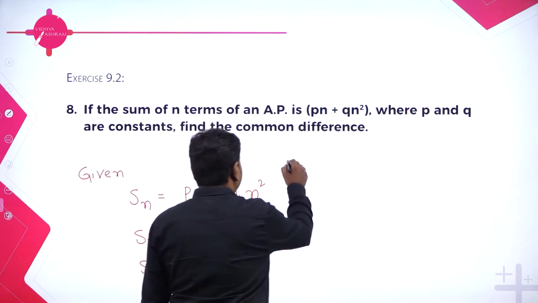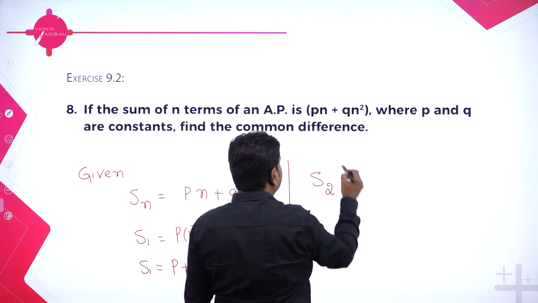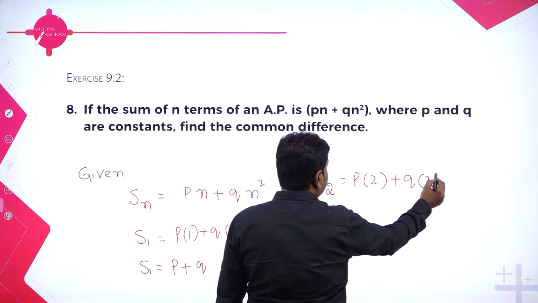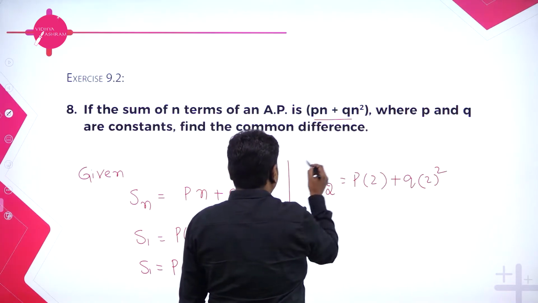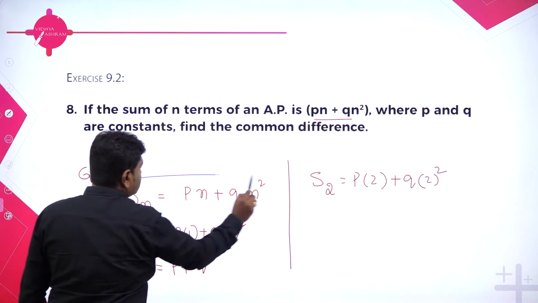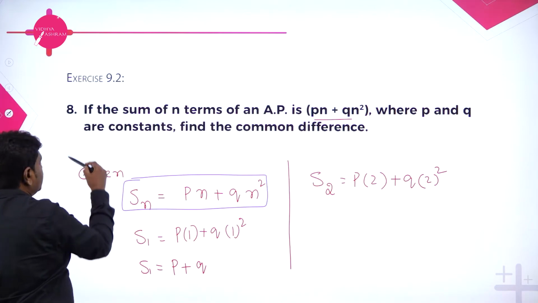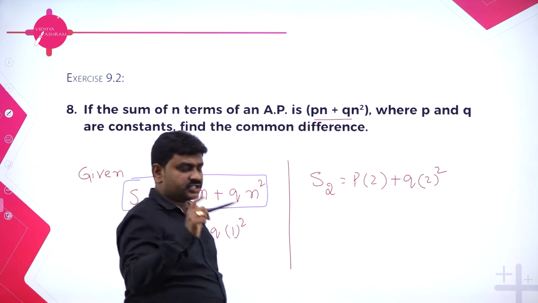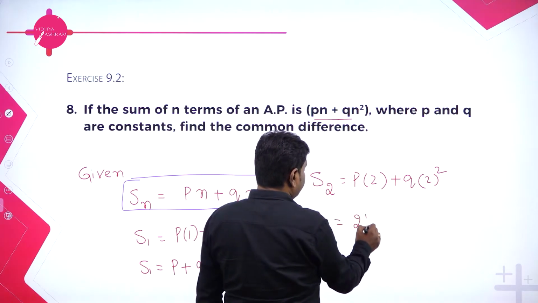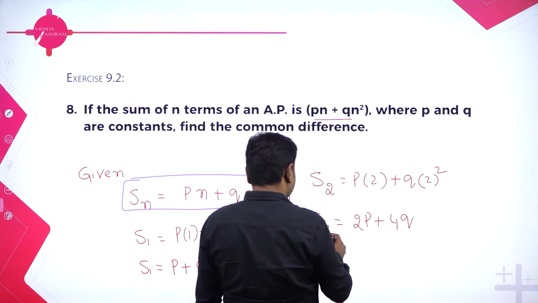Then you can also find the sum of two terms, S2. In the place of n put 2, P into 2 plus Q into n square, means 2 square. In the formula of Sn, what is the Sn we got? This is the Sn given: Sn is Pn plus Qn square. So once you put n as 1, you will get the sum of one term, or the first term. Sum of two terms, S2. What is S2? 2P plus 2 square is 4, so 4Q. S2 you got.